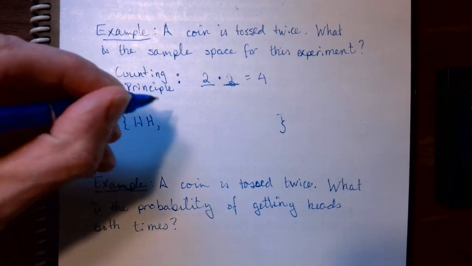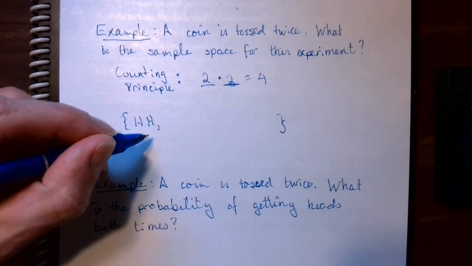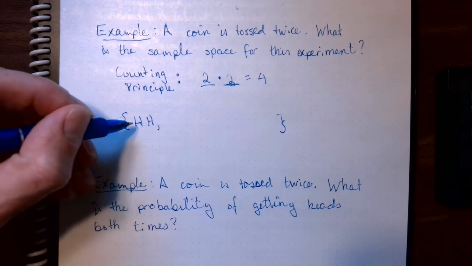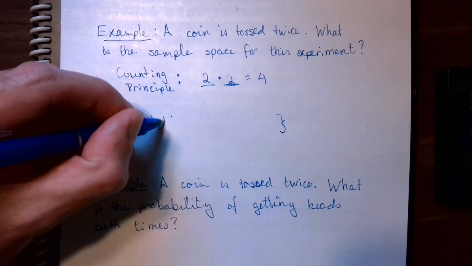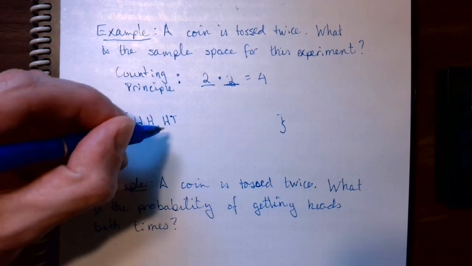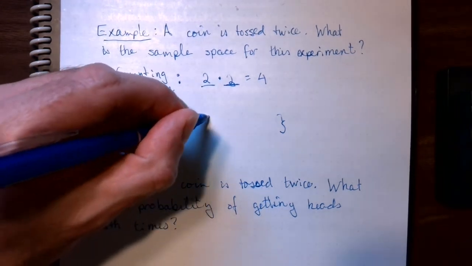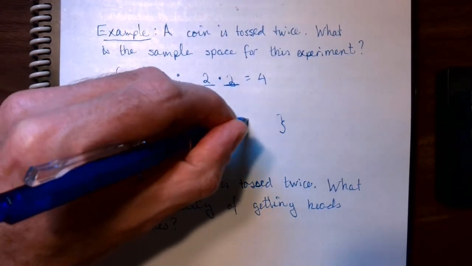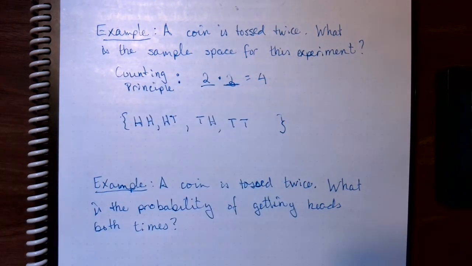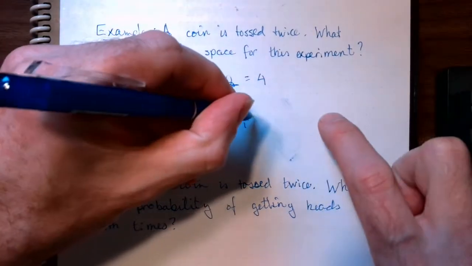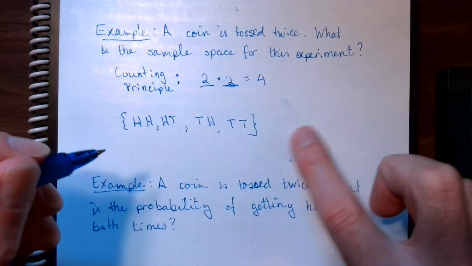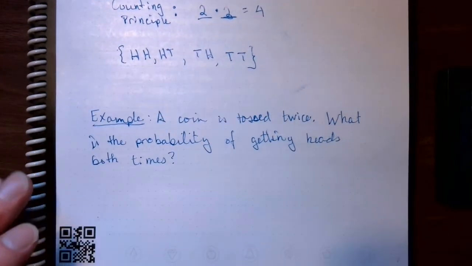Each of the elements is going to have 2 parts. HH, I'm sure you understand what that means. It means heads on the first toss, heads on the second toss. HT means heads then tails. TH, tails then heads. And then finally, tails both times. Looks like I gave myself a little more space than I needed. So there's our sample space with 4 elements.